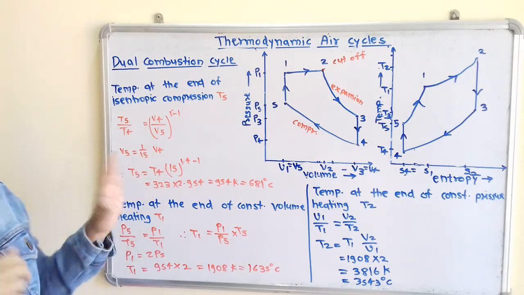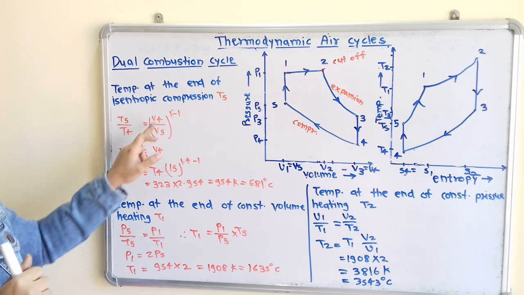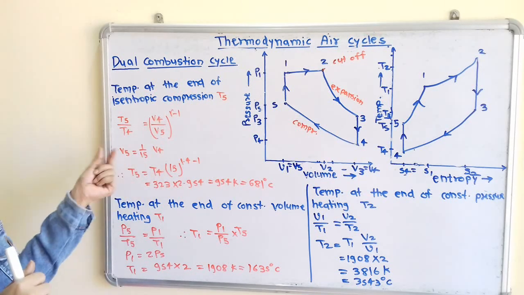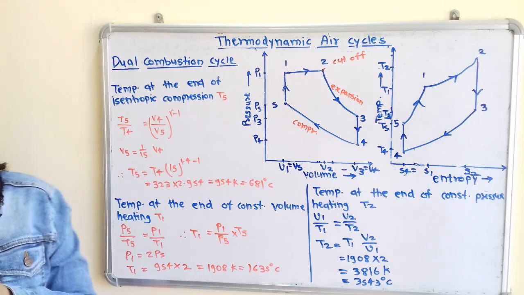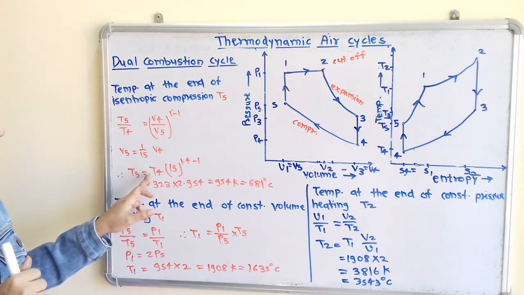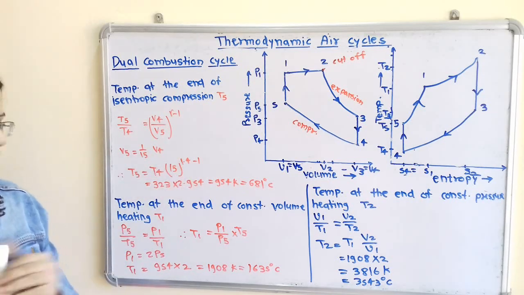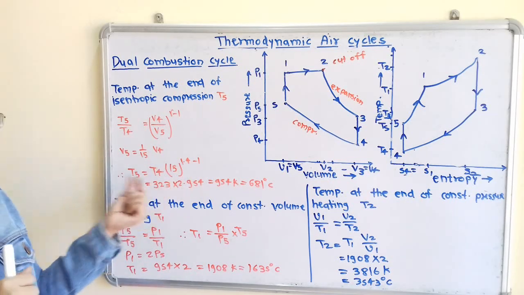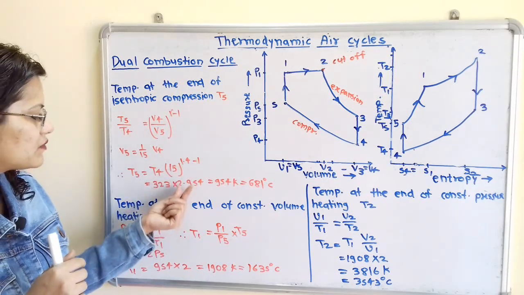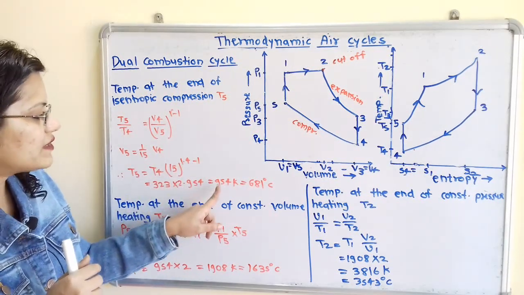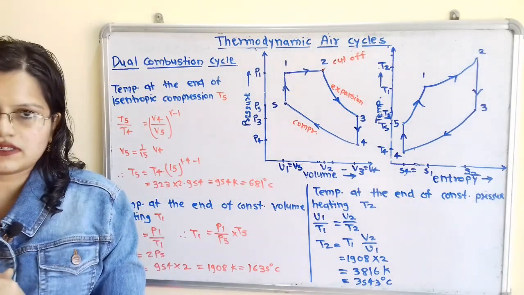Now we have given data V5 is equal to 1/15th V4. Now here V4 by V5, that is V5 we will transfer to the right hand side and this 15 to the left hand side. So T5 is equal to T4 into 15 raised to 1.4 minus 1. So what is the answer? T4 is 323, that is given in the data, and 15 raised to 1.4 minus 1, that is 2.954, which is equal to 954 Kelvin, and which is equal to 681 degree Celsius.